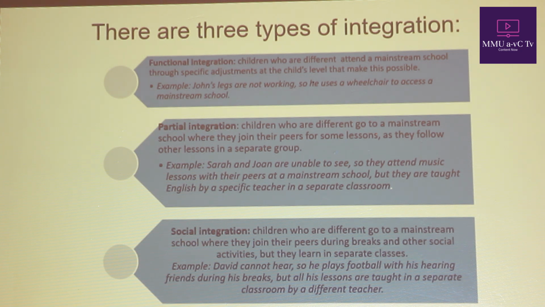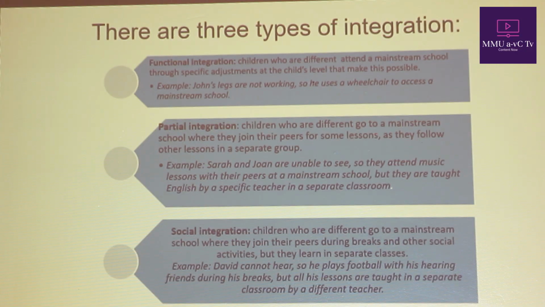Partial integration, children who are different go to a mainstream school, where they join their peers for some lessons. In functional integration, they attend all lessons together. But in partial integration, they attend together some lessons as they follow other lessons in a separate group. For example, Sarah and Joan are unable to see. So they attend music lessons with their peers at a mainstream school. But they are also taught English by a specific teacher in a separate classroom so that you cater for their needs.